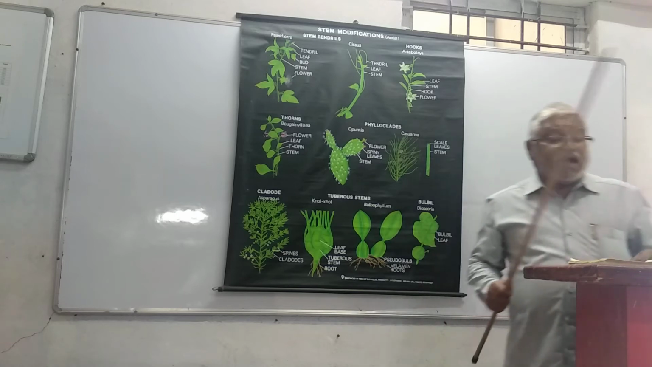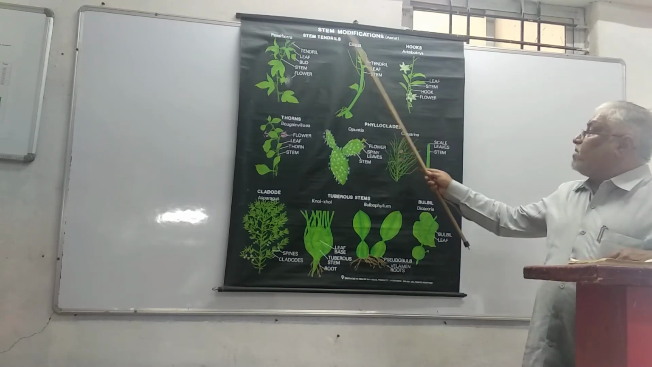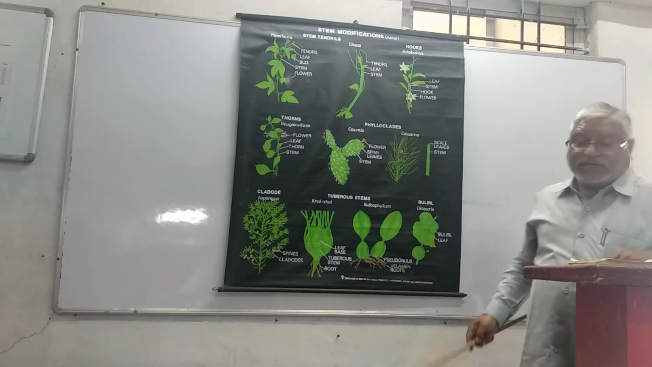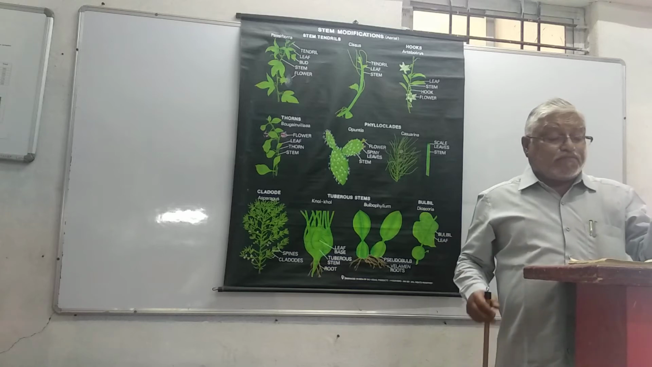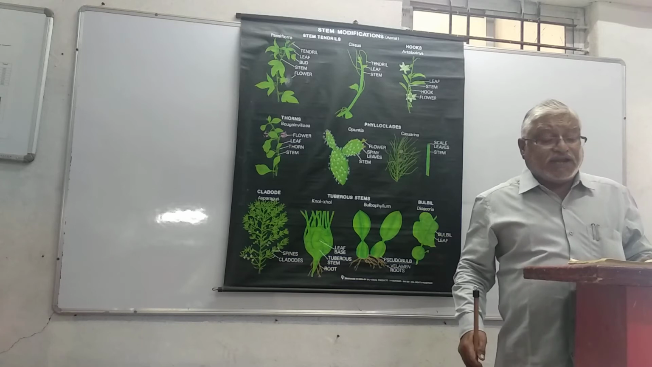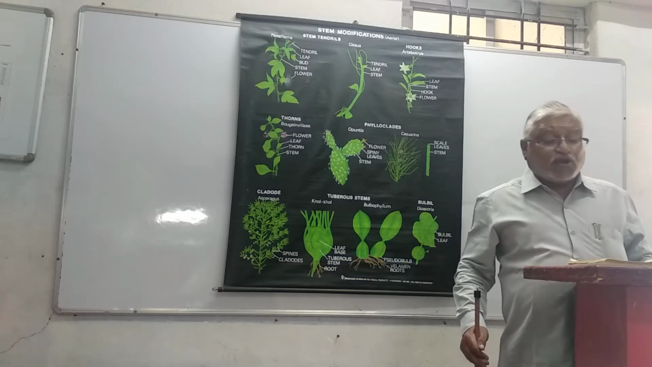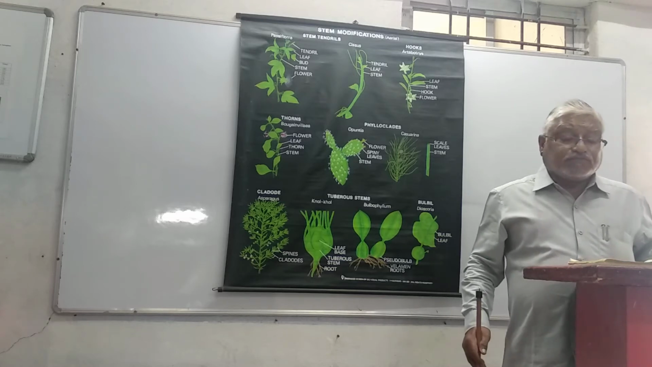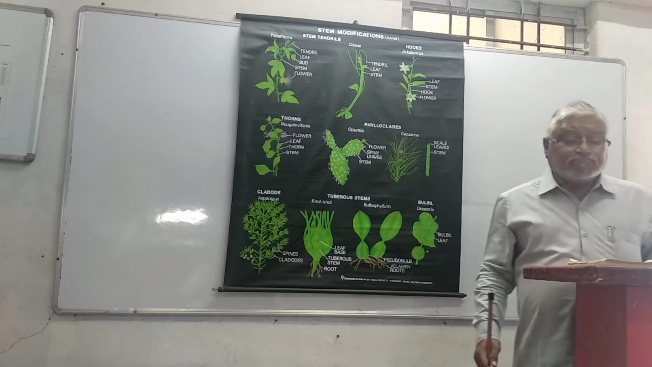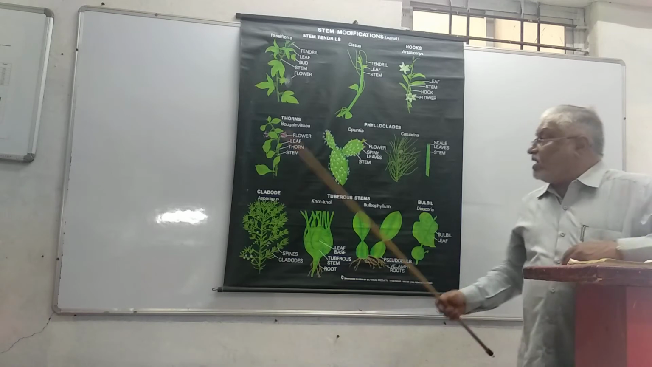And the last is aerial modification of stem. In aerial modification there are 5 modifications. First one is tendril, second one is thorn, third one is phylloclade, then fourth one is cladode, and last one is bulbils. So thorn and tendril.